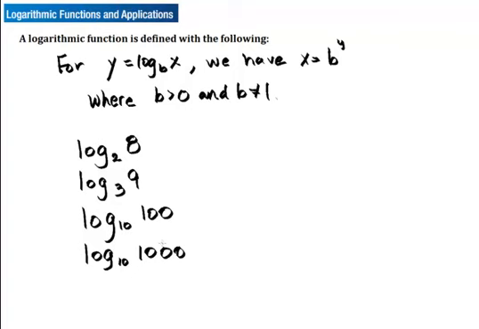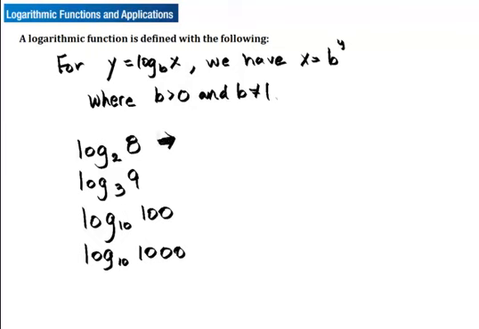Well, let's just look at a few logs and see if we can make sense of what's going on. To me, a log asks the question, how many powers of my base do I have? So with our first example, we have log base 2 of 8, is how we would say that. So how many powers of 2 is 8?